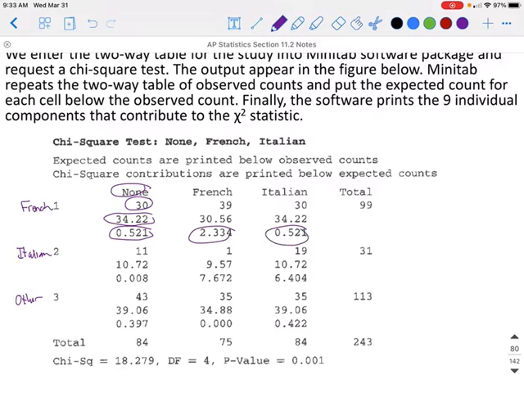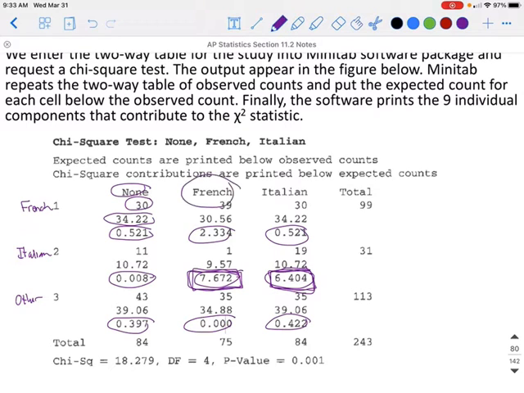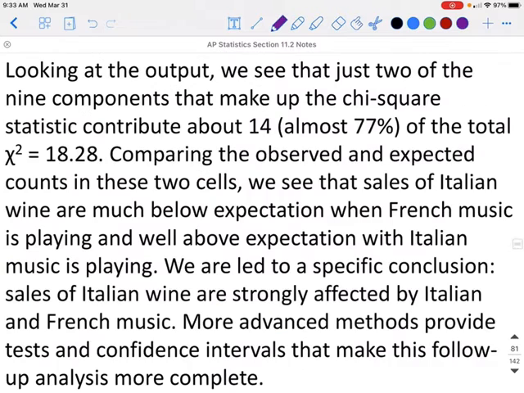So our goal is to look at all of the chi-square contributions and see which one was the biggest contributor to our chi-square statistic. And as you can see, this 7.672 and this 6.404 are your biggest contributors to that chi-square statistic. And this would be when they bought Italian wine when French music was playing, or when they bought Italian wine when Italian music was playing. Those are the biggest contributors to that chi-square statistic.